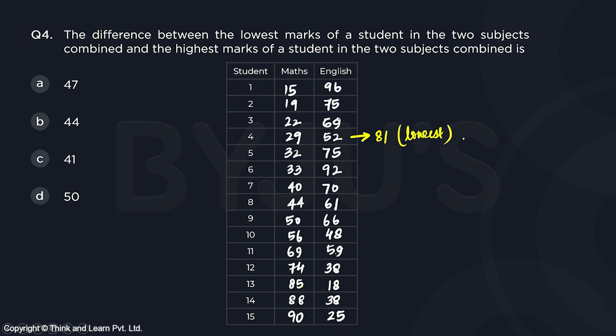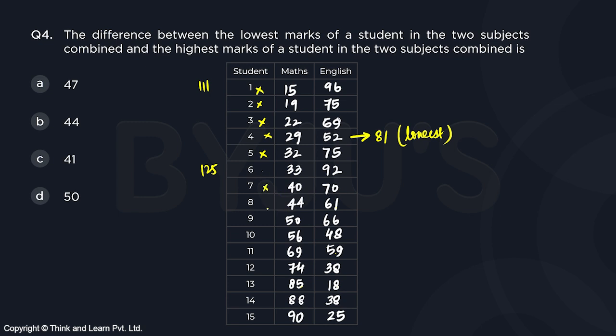Now, if we need to find out the maximum, we need to see which one is going to result in the highest value. So 96 plus 15 is 111. So definitely not 2. This is 111 as of now. This is definitely not there. This is definitely not there. This is 107. No. This is 125. So as of now, this is the highest.